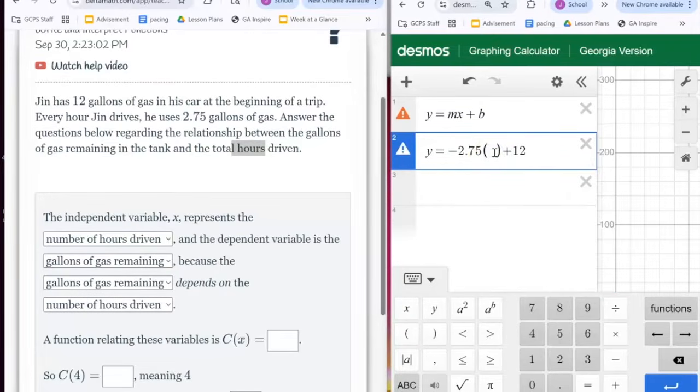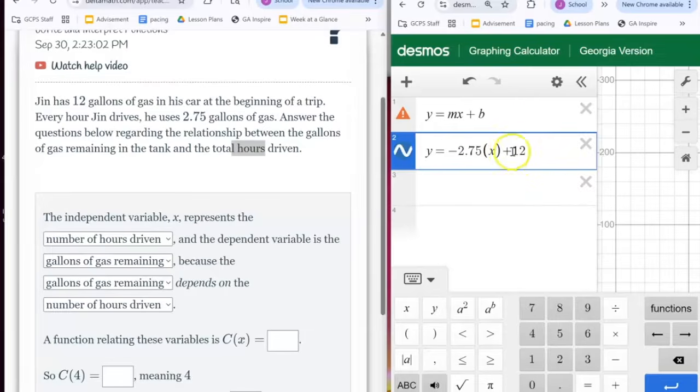So when I have 1 hour passing, I have 9.25 gallons left in the tank. If I have 2 hours passing, I have 6.5 gallons left in the tank. If I have 3 hours passing, I have 3.75 gallons left in the tank. This number depends on what I put in here. So if I put in a 5, this number is going to be negative 1.75. So again, whatever I put here is independent. This is dependent. So X is independent and Y is dependent.